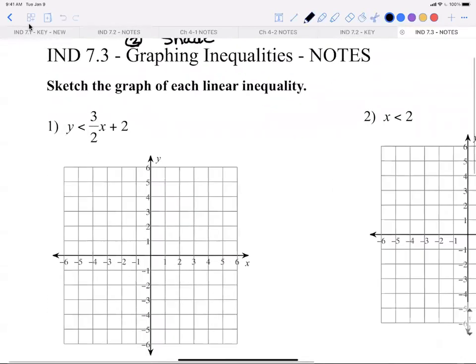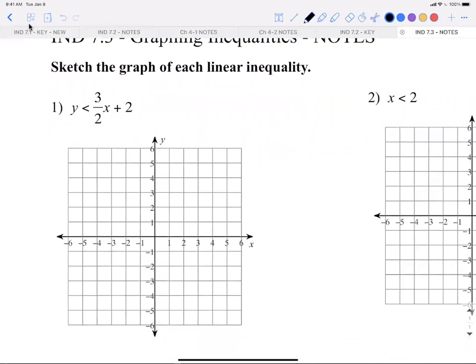Okay. So for number one, it's not an equal sign, but for a second, just think of it as an equal sign. This is in y equals mx plus b, right? This is in slope intercept form. It's an inequality instead of an equals, but we still have an m and we still have a b. So our m is 3/2 and our b is 2.